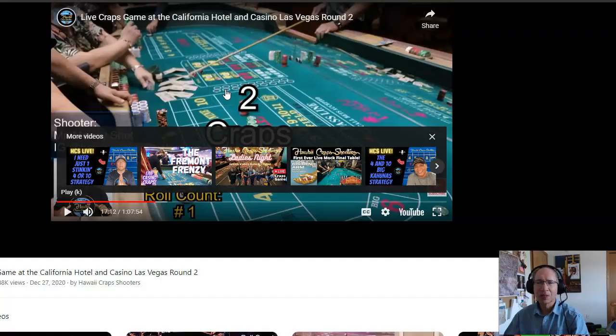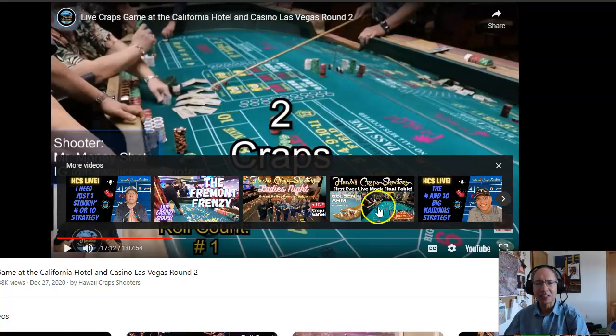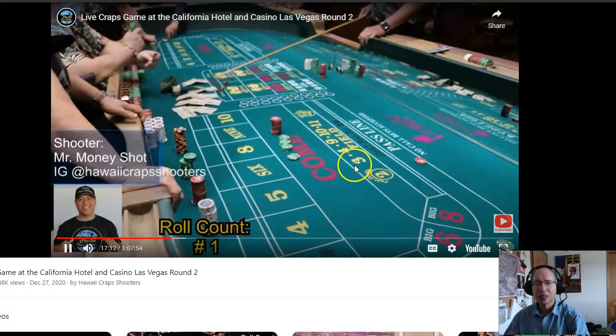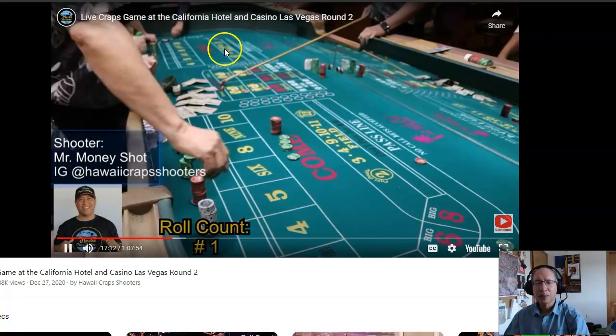I actually read a book back in junior high about cheating in Vegas. It's kind of fascinating. This is what craps looks like. So in a game of craps, they have this large table.